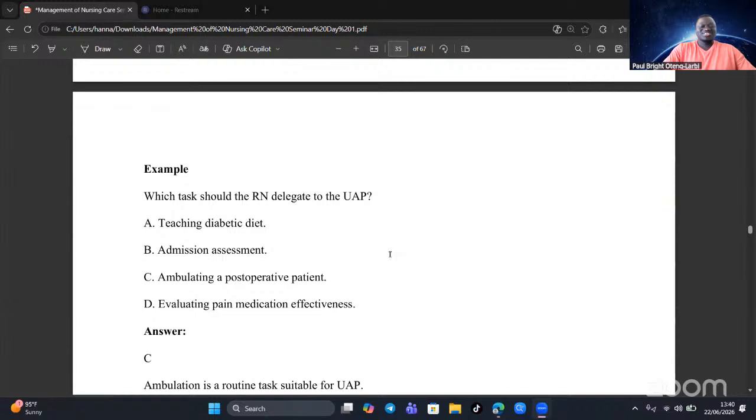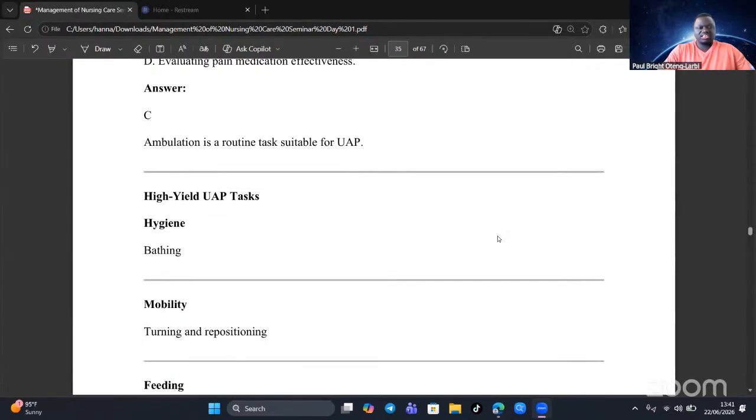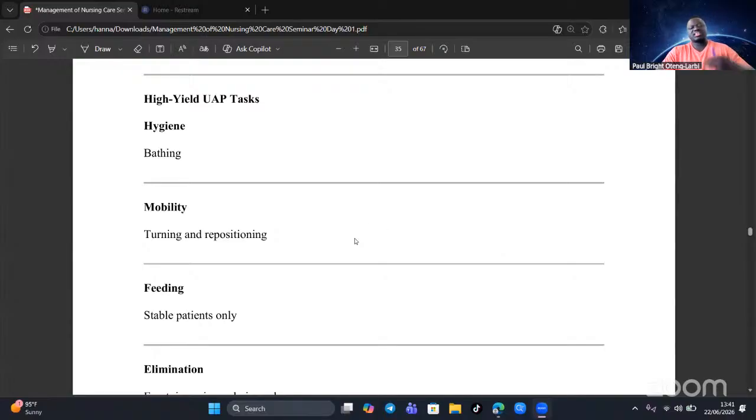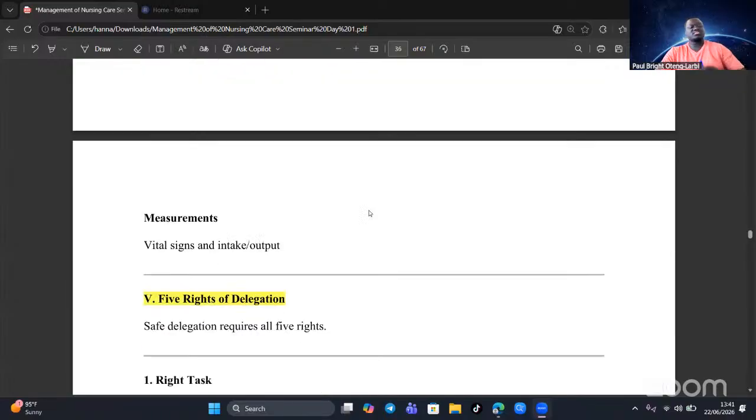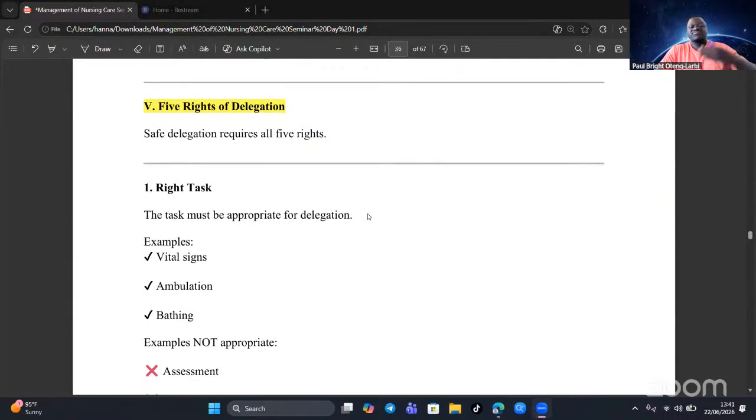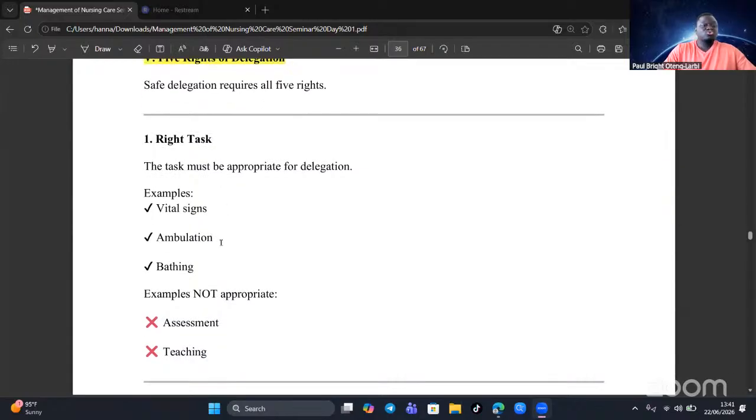Okay. So which task should be given to the nurse? The answer is C, ambulating a post-operative patient. These are the things the UAP does. The 5 rights of delegation. I've shown you the quickest way. If you don't want it, you want the normal rights of delegation. The right task. I want the UAP to help this patient to ambulate.